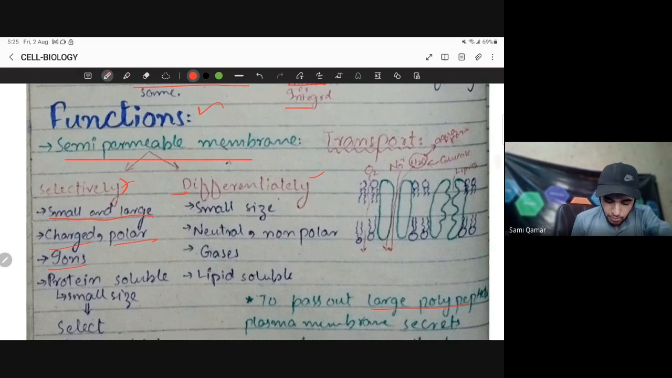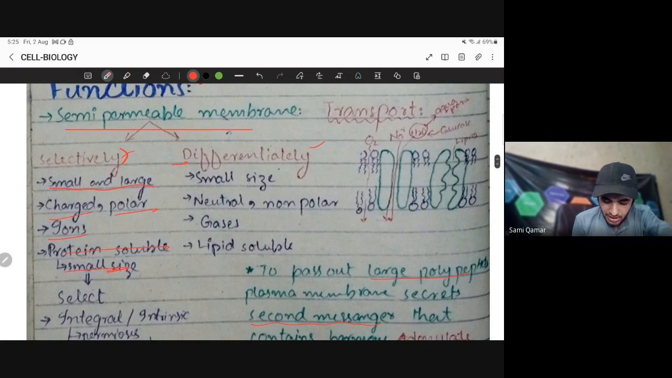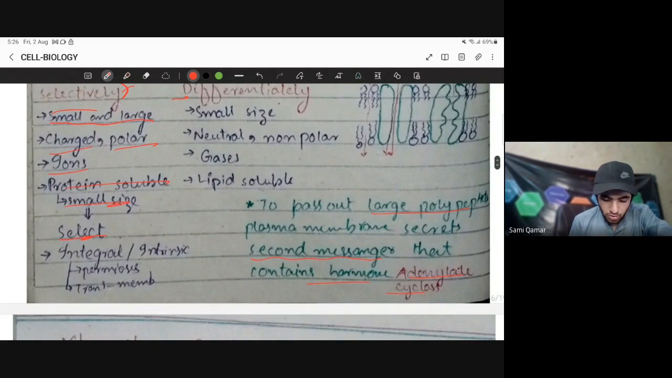For example, soluble proteins of small size will be selected, those which the cell needs. Whatever the cell needs will be selected, and it will come inside or go out. So that's the important thing about selectively permeable.